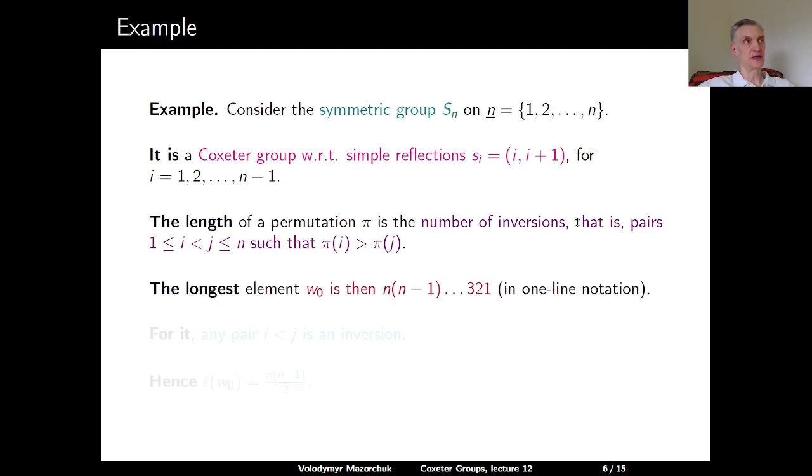And the longest element, the element of maximal possible length, is when we write all elements from 1 to n in the opposite order. So in one-line notation, that's the permutation n, n minus 1, n minus 2, and then all the way down to 1. So for this element, any pair i, j is an inversion, and so the length of this element is n times n minus 1 divided by 2.